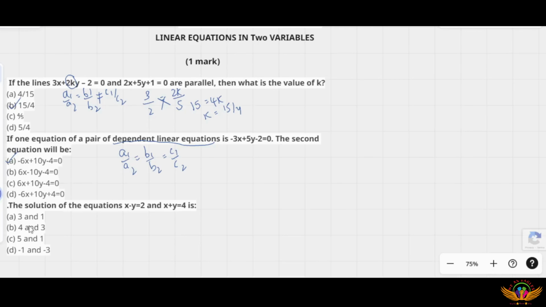If I put x value 4 and y value 3, 4 minus 3 is 1. It is not 2. So it doesn't satisfy. 5 minus 1, no. It also will not be satisfied. Only the first option will be satisfied. So based on the options, we will cross check with the question and we will confirm and take the answer.